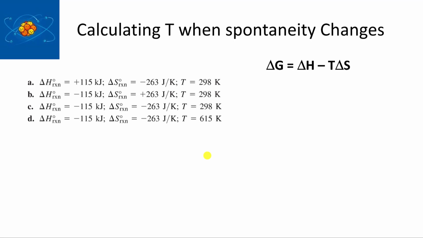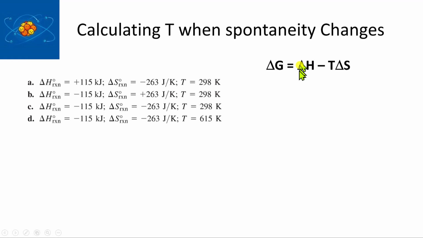Okay, so another kind of problem, which I usually just use this data for anyways, is calculating the temperature when spontaneity changes. So you know that there are situations where delta H is positive and delta S is negative, in which if the temperature is high enough, then the free energy will be negative.